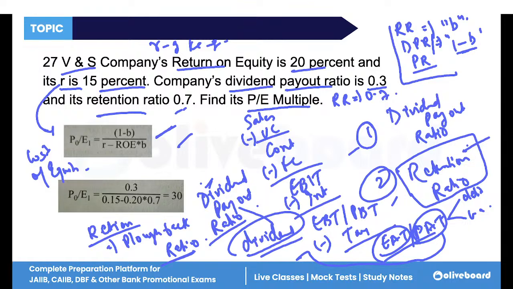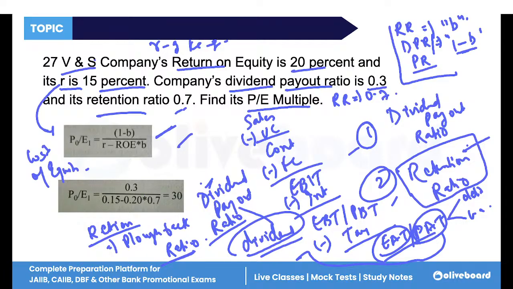Clear? Yes, correct. It is answer B of question number 26. Now, this is the formula: 1 minus B. 1 minus B is what is given to you? That is the 0.3 payout ratio.